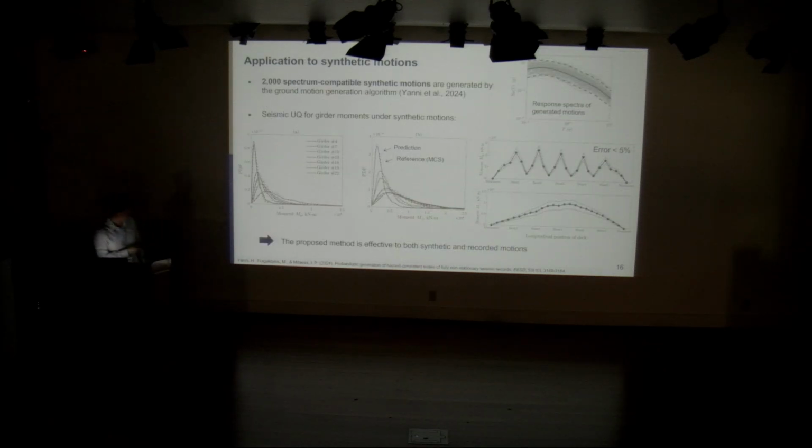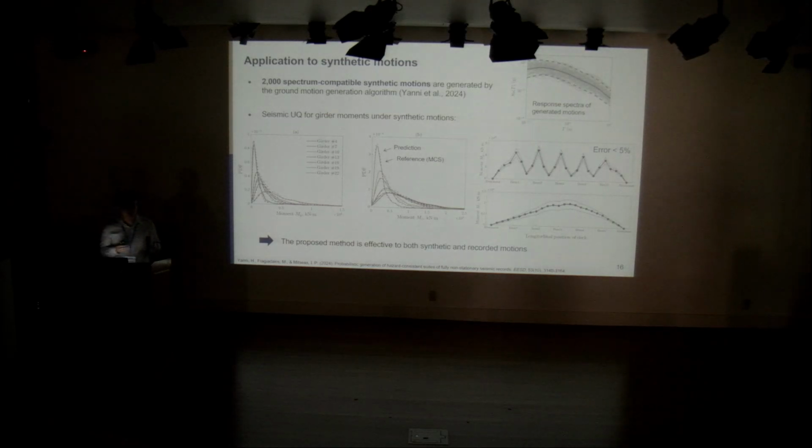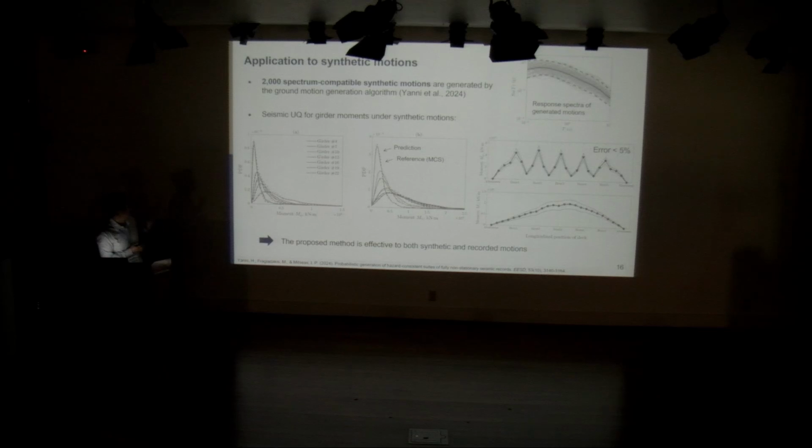Now, we apply the stochastic simulator model to the synthetic ground motion case. Similar to the previous case, we generated 2,000 spectrum-compatible synthetic ground motions using the ground motion generation algorithms. And this is the seismic UQ result under the synthetic ground motion scenario. This is the marginal response PDF, and this is the mean peak value of the girder's bending moments across the longitudinal position of the deck. We can find that the error is just below 5% in this case, and the stochastic simulator model can be applied to both recorded and synthetic ground motion scenarios.